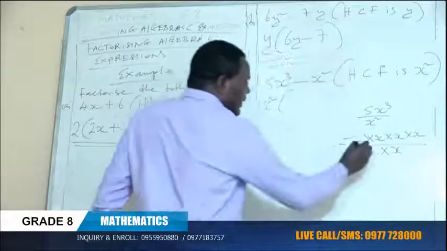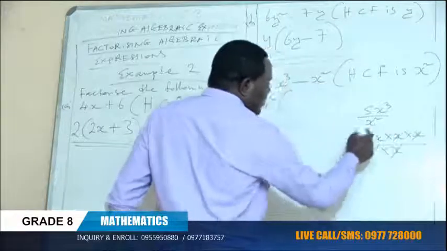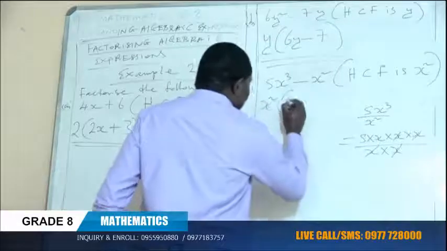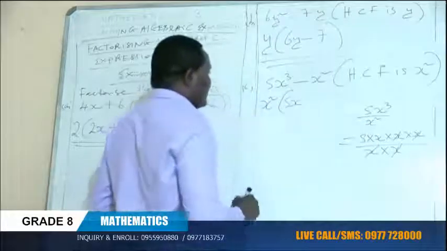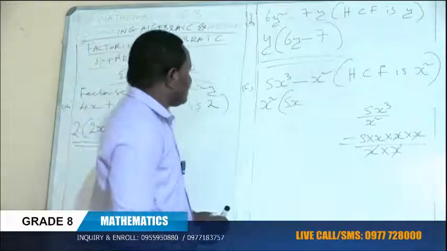What do we do? We cancel this x, we cancel this x, we cancel this x, we cancel this x. What remains is 5x. So that will be our value here as 5x. We come to the second part.